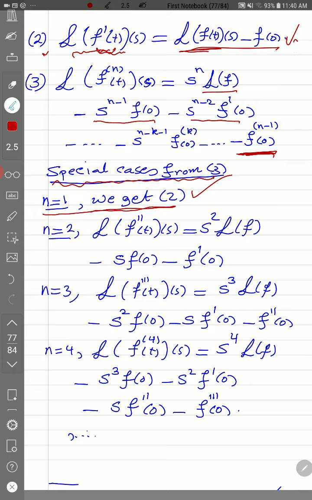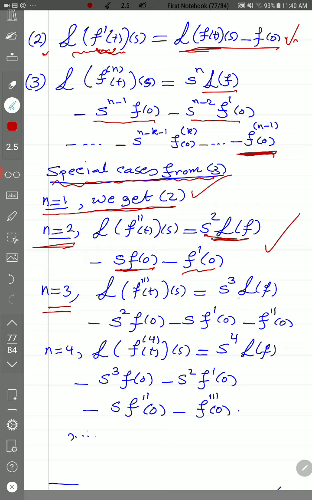Okay, n equals 2, what shall we get? n equals 2, so second derivative, it will be s squared L of f, then you put n equals 2 here, minus s f of 0, then you stop at 3 terms only, it will be minus f prime of 0, because n is 2 here. So this is the case n equals 2. And then n equals 3, you carry on. And you put again n equals 3 here.